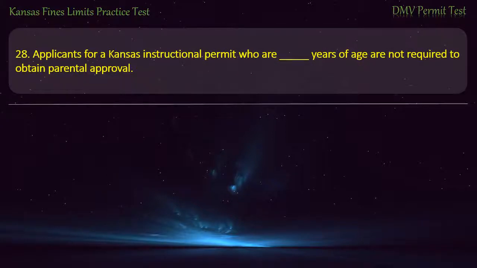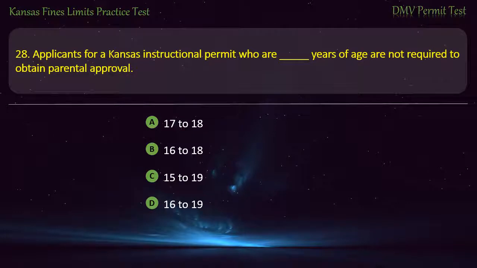Question 28. Applicants for a Kansas instructional permit who are years of age are not required to obtain parental approval. 17 to 18. 16 to 18. 15 to 19. 16 to 19. Answer. 17 to 18.